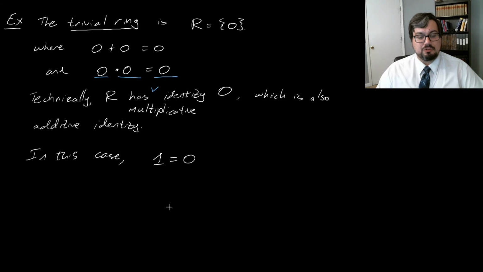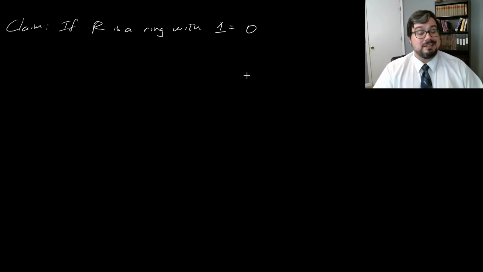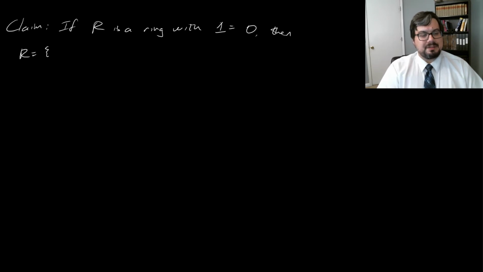In any non-trivial ring, the additive identity and the multiplicative identity will not be the same. Let's see that if a ring has 1 equals 0, then it is trivial. So we claim if R is a ring with the multiplicative identity 1 equaling the additive identity 0, then the ring is the trivial ring.